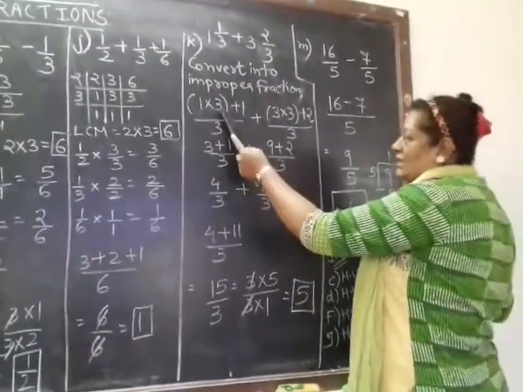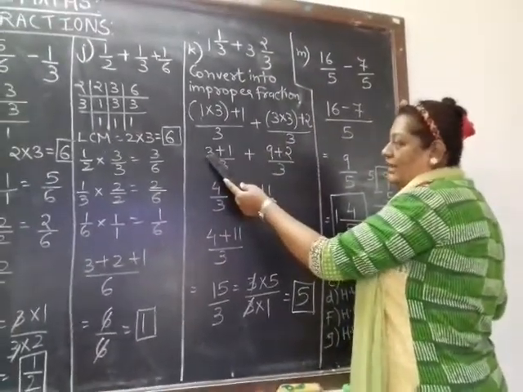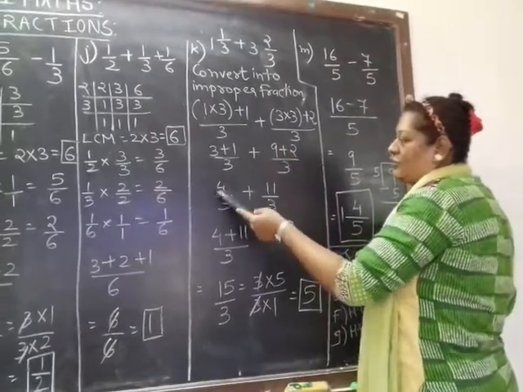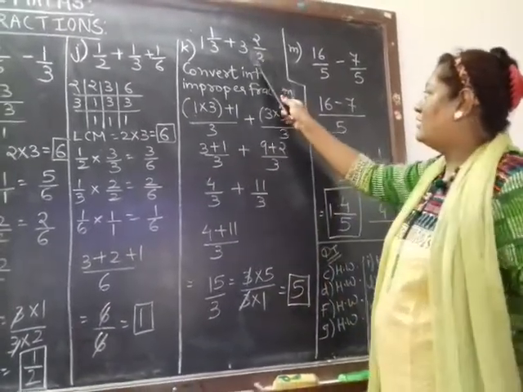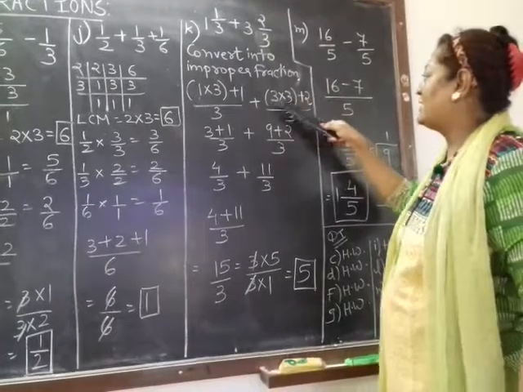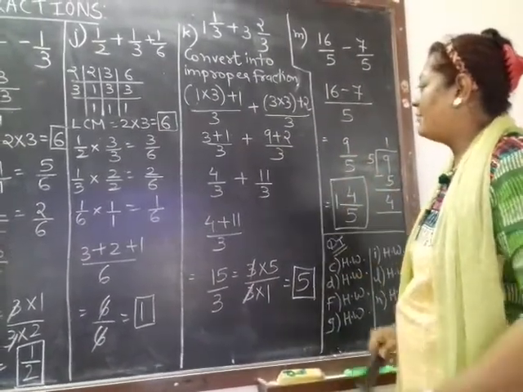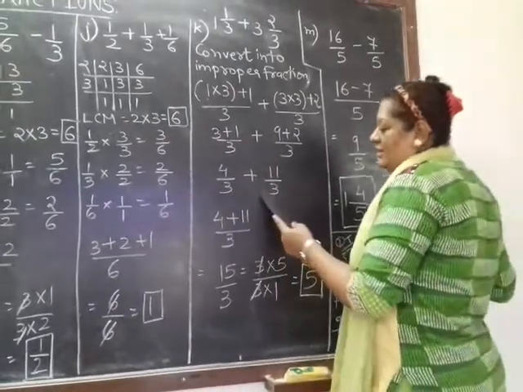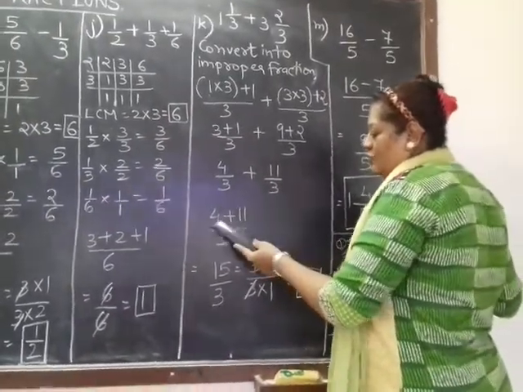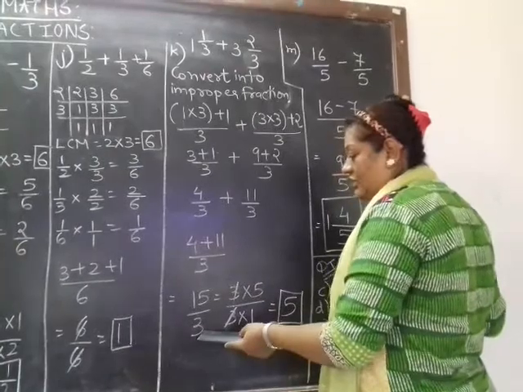So 1 3s are 3. First you have to take it out and then add the numerator, plus 1, 4 upon 3. Again denominator into whole number, that is 3 3s are 9, plus add the numerator 2, that is 11 upon 3. Now the denominators are same. So add the numerator. 4 plus 11 is 15 upon 3.